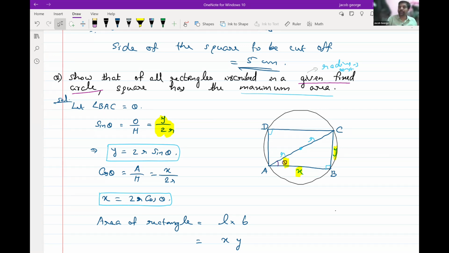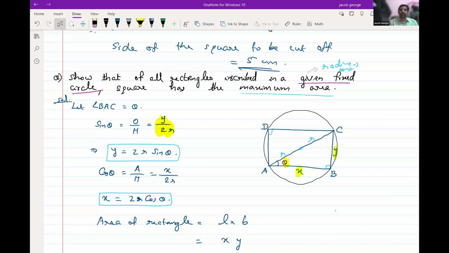Let angle BAC is equal to theta. Then sin theta is opposite side by hypotenuse. Opposite side is Y and hypotenuse is 2R. So Y by 2R. From there we get Y is equal to 2R sin theta. Clear? So we got Y is equal to 2R sin theta.